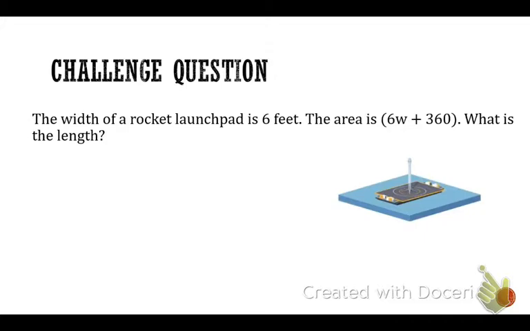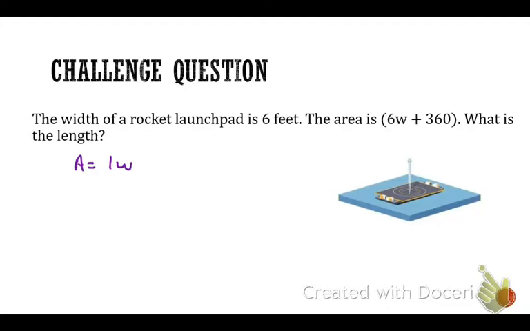Okay, so now we're going to add a little twist to this factoring thing. Okay, let's back up a minute. How do I find the area of a rectangle? Area equals length times width. You've got to know that as some of your background knowledge, okay? Area equals length times width.